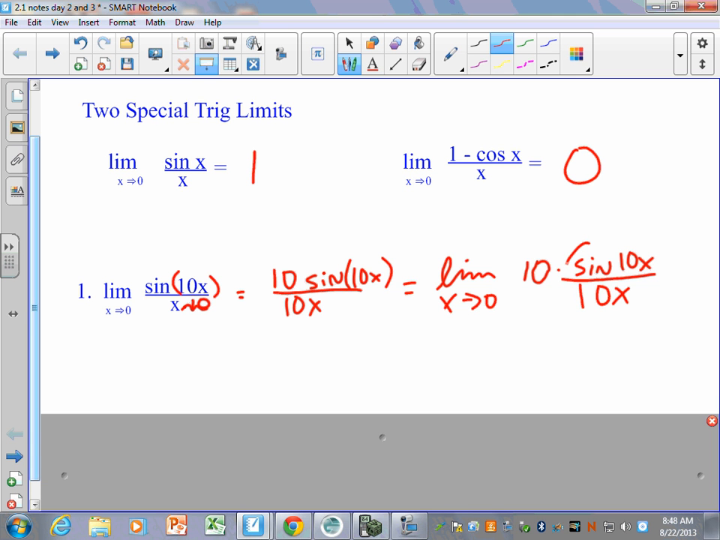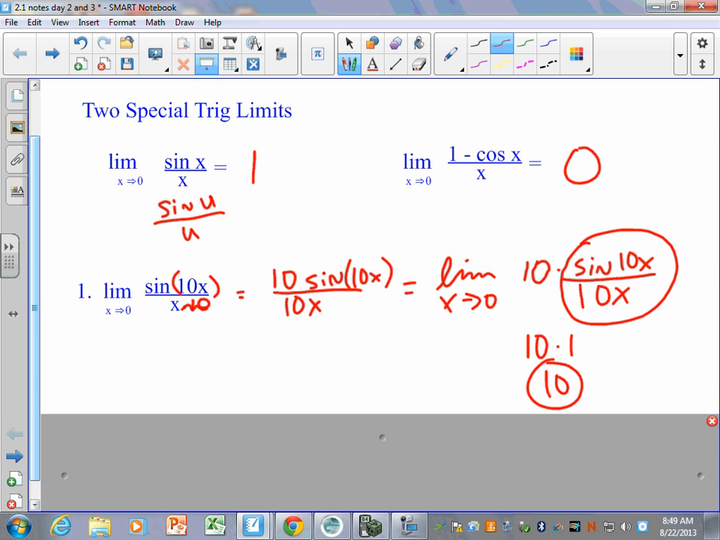I just separated it because this is our special limit, right? If you have the sine of some u value and that same u value on the bottom, and the limit as x goes to 0, what is this always going to equal? 1. Even though there's a 10 here, maybe it helps if you put a u here. Sine of any u value over u is going to equal 1. So this is just 1, and 10 times 1 is 10.